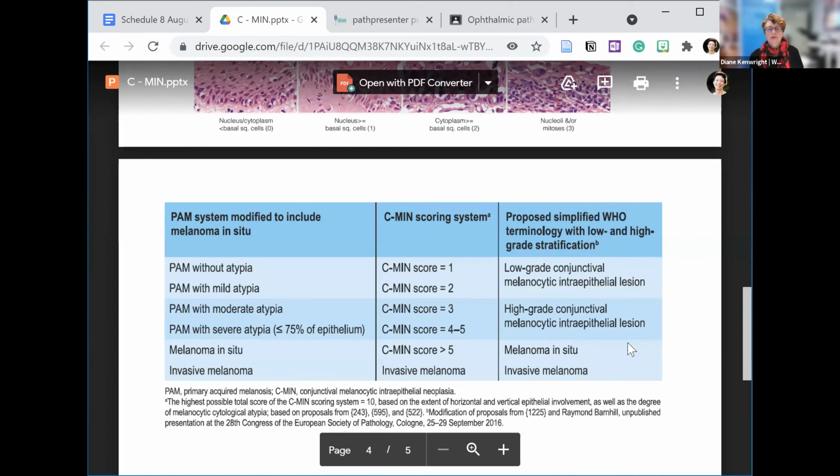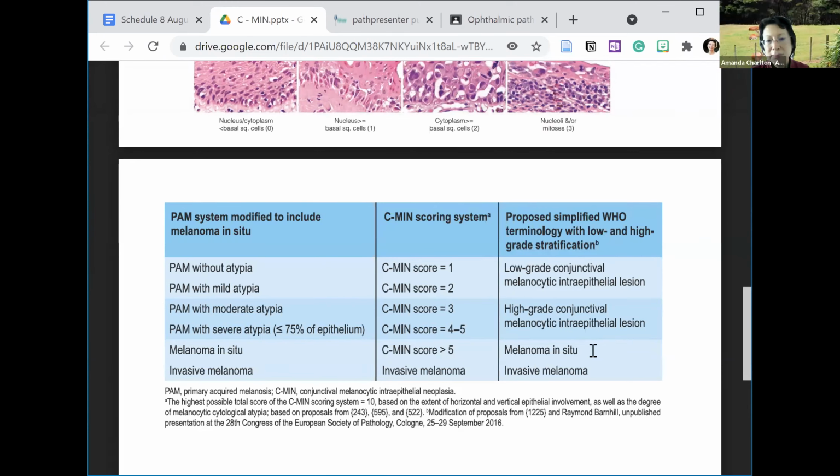Yep. Yes. Yep. And you can see this PAM with mild atypia, moderate atypia, severe atypia. It's not quite clear which is high grade and which is low grade. Yeah, because it doesn't have a high-low. It's got this moderate thing going on there. Yeah, I think I quite like the C-min score because it is more objective. But I like the WHO description of it because it tells people what to do about it. High, low, melanoma in situ. Yes.